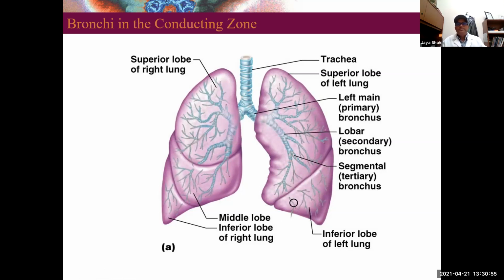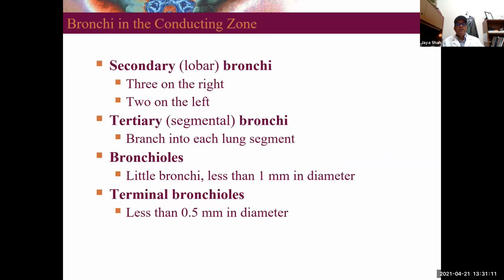So this is the trachea, left primary bronchus, and then it goes to each lobe. We call them lobar or secondary bronchi, and then segmental or tertiary bronchi. Secondary bronchi: 3 on the right, 2 on the left. Tertiary segmental bronchi branch into each lung segment.